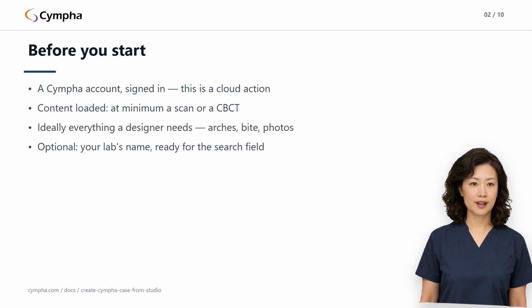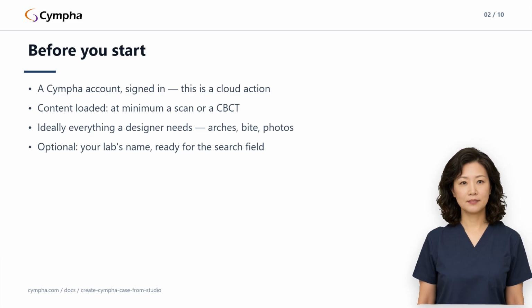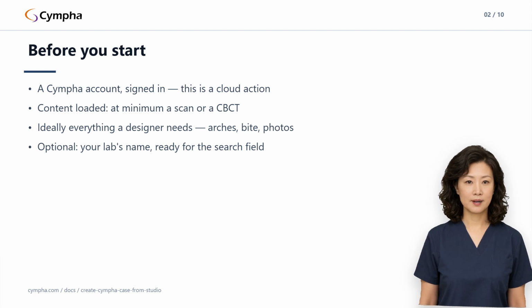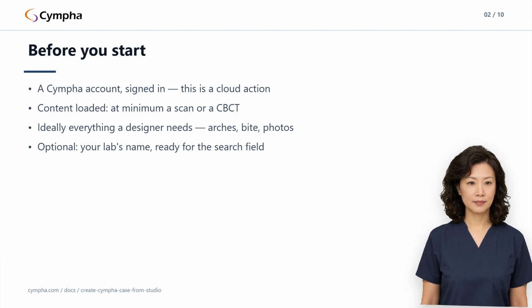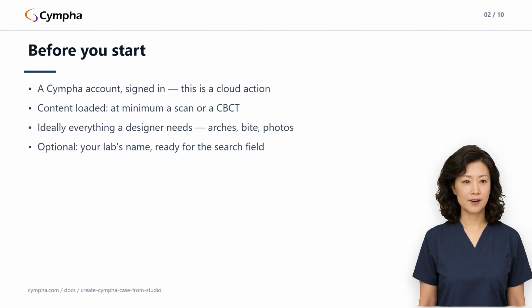Second, a Studio session with content actually loaded, at minimum one scan or a CBCT volume. But ideally, everything you'd hand a designer: upper and lower arches plus the bite, the CBCT, intraoral and facial photos, your annotated snapshots, and any measurements. The more complete the scene, the more the lab inherits. Third, optionally, your lab's name. Studio will send you to the new case form, which has a lab search. If you already know which lab you're sending to, having the name ready saves a step at the end.